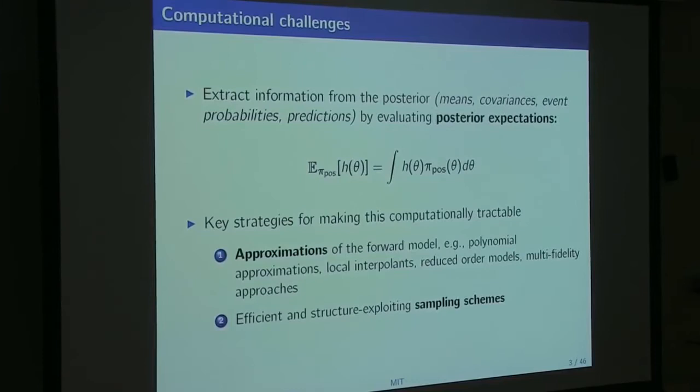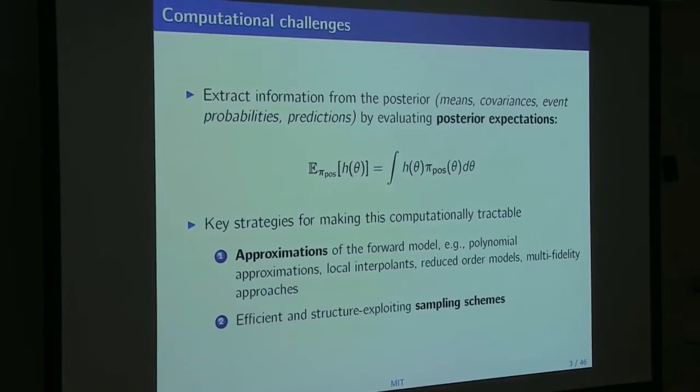What you really want to do is extract information from it. So I want to look at means and covariances of the parameters theta. Maybe I want to look at the probability of a particular event, say theta being larger than some threshold, or some function of theta, and its probability of being in a particular set. I might want to take that uncertainty in theta and propagate it forward to something else. In general, I can write all of these things as expectations over the posterior. So for some function h, I want to take its expectation with respect to the posterior.